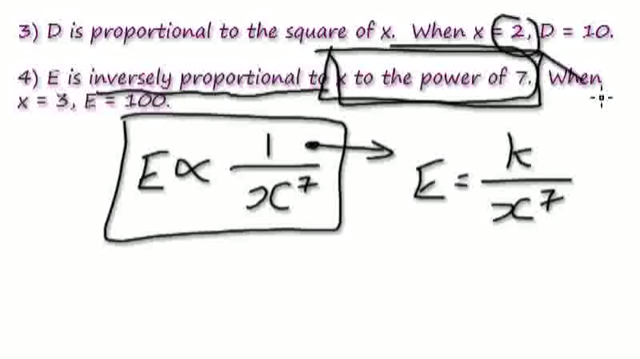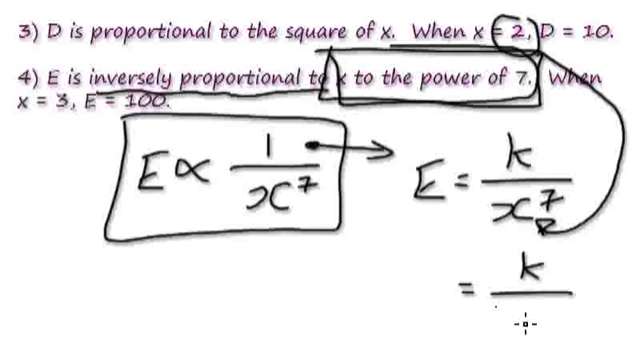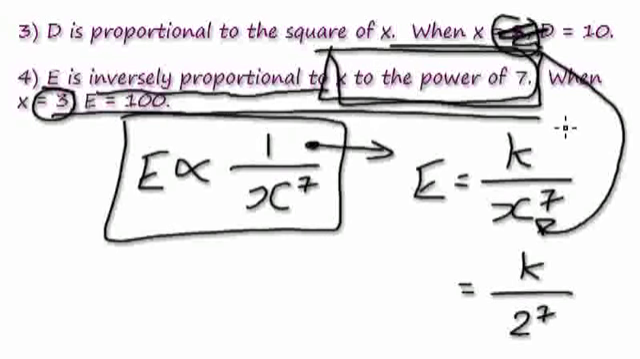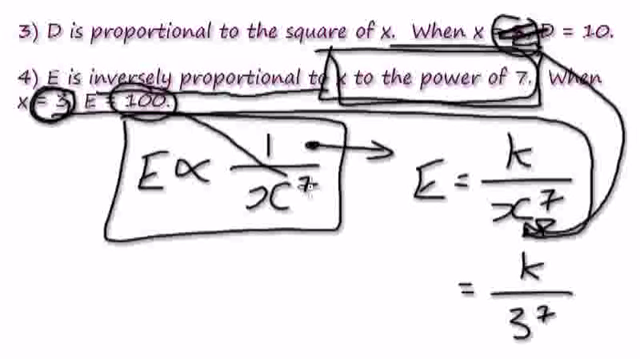Now when x is 2, hang on. No, sorry, I've used the wrong one. I shouldn't use 2, I should be using this one here. When x is 3, so put the 3 into this x here. So it should be when x is 3, E is 100. So now put the 100 into this E here. So it would be this.